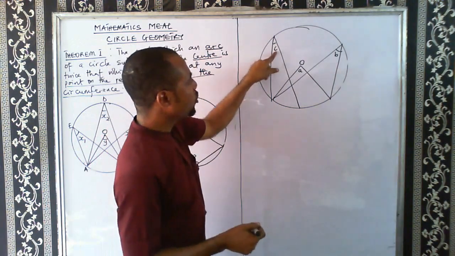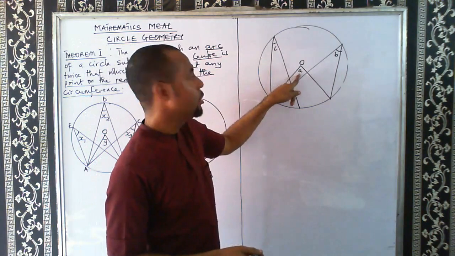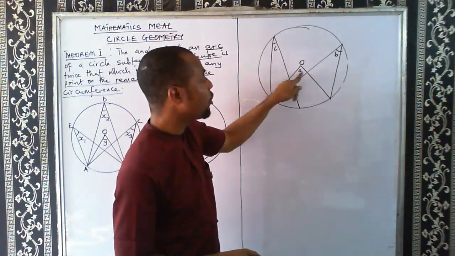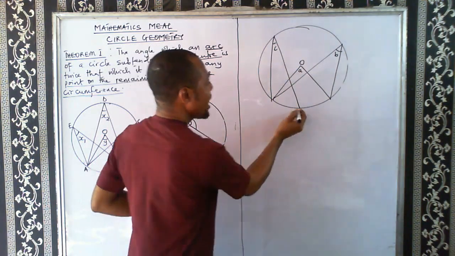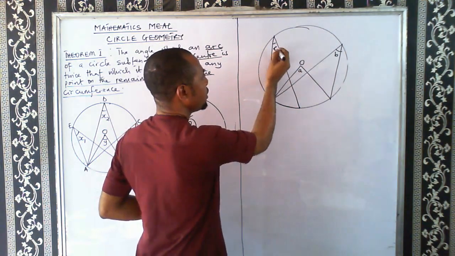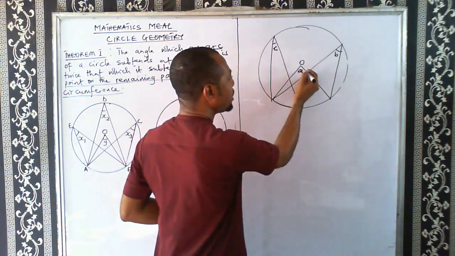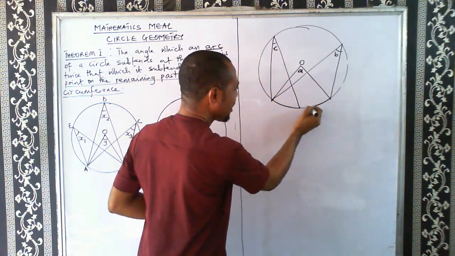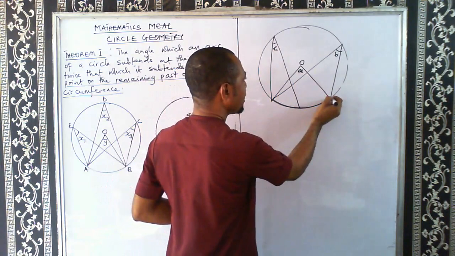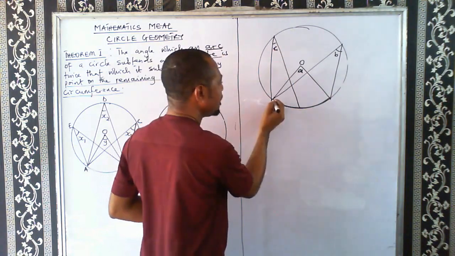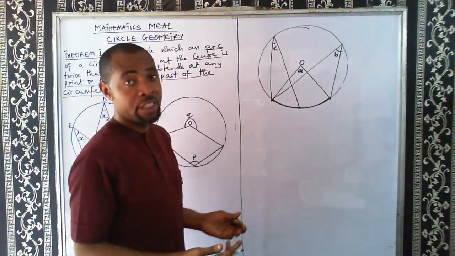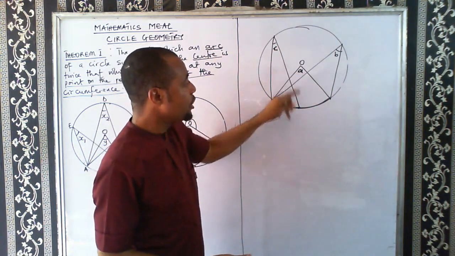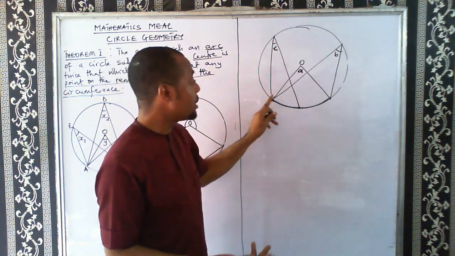Now, you cannot say that twice this will give me A. 2 times C, which is angle at the circumference, cannot give me A. Why? The arc that produced C is different from the arc that produced this angle at the center. The angle at the center, look at it here. The arc that produced it is the whole of this arc. But you notice that the arc that produced C is just from here to here. So twice C will not give me A, because C and A did not originate from the same arc.